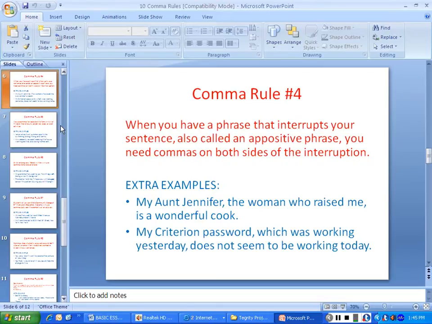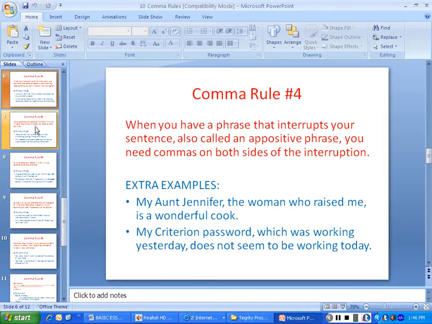Here are some extra examples. My Aunt Jennifer, the woman who raised me, is a wonderful cook. Again, you can see that this sentence works just as well without the appositive phrase. My Aunt Jennifer is a wonderful cook. It's a lovely sentence. However, it's important for our reader to know that this is the woman who raised me. So we put that important information inside commas when it interrupts our sentence. My Aunt Jennifer, the woman who raised me, is a wonderful cook.